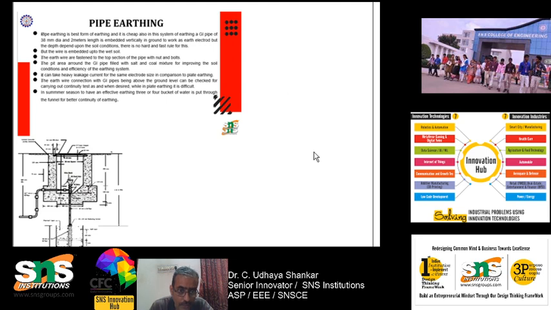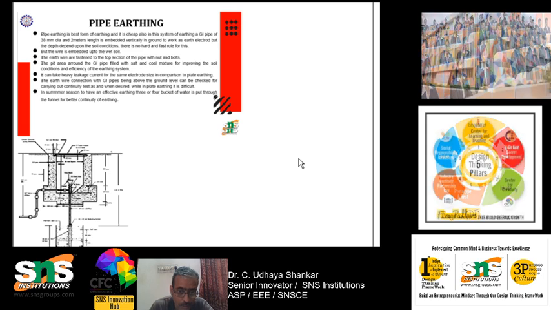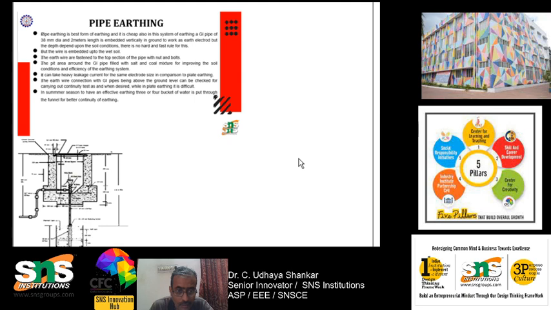It can take a heavy leakage current for the same electrode size in comparison to plate earthing. The earth wire connection with the GI pipe, being above the ground level, can be checked continuously, for example with the continuity test, whenever desired, while in plate earthing it is difficult.